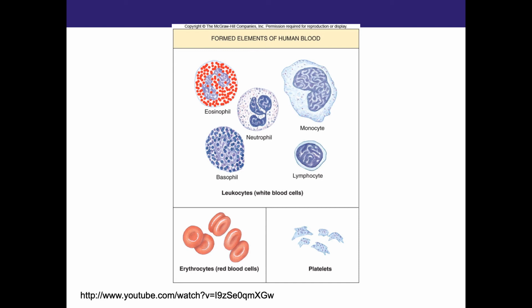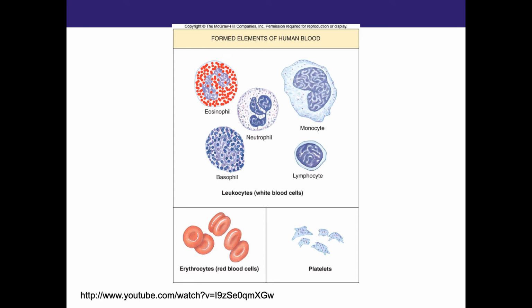Small lymphocytes are your B cells and T cells. B cells are your humoral response. Those are your antibody producing cells, B cells. And T cells are basically the cell mediated part of your immune response.